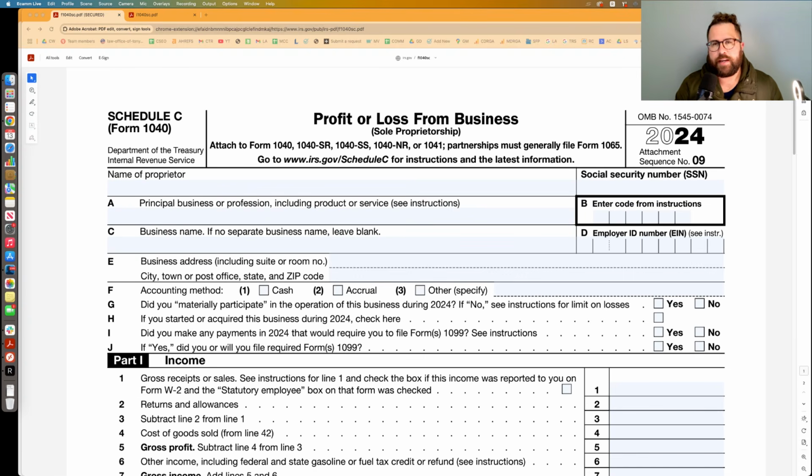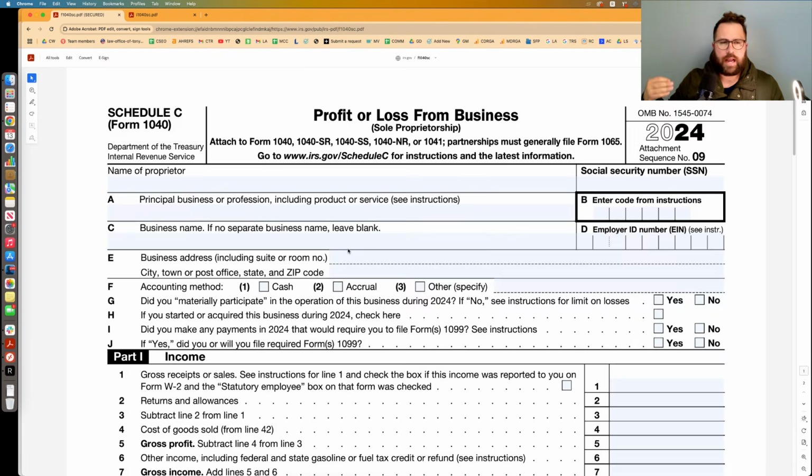I'm a CPA. In this video, I'm going to be walking you through IRS Schedule C, Profit or Loss from Business. You're probably familiar with this form. It's the form you have to fill out and attach to your 1040 if you earned income from self-employment. I'm going to be walking you through this form line by line, telling you how to fill it out.